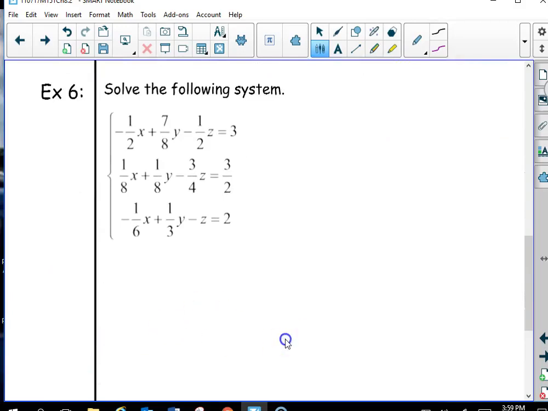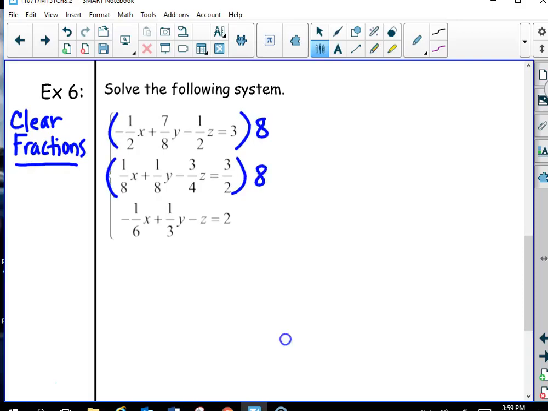This one isn't too bad, really. All you have to do to start this one is to clear the fractions. And then you just do it like the others. So, the common denominator for all of these is going to be 8. The common denominator for the second one is also 8, and it looks like 6 is the common denominator for the third one. So, multiplying everything by 8, negative 1/2 times 8 gives me negative 4x.